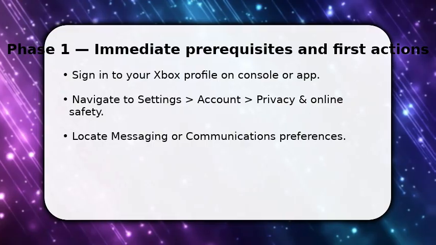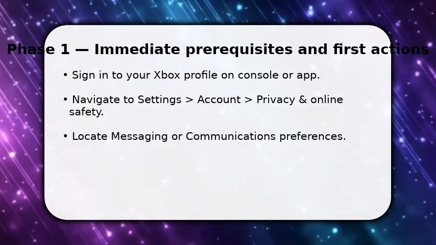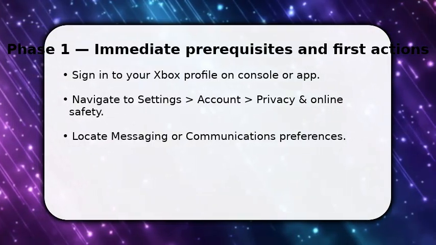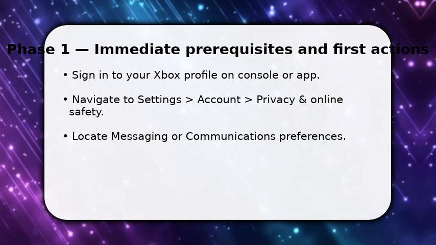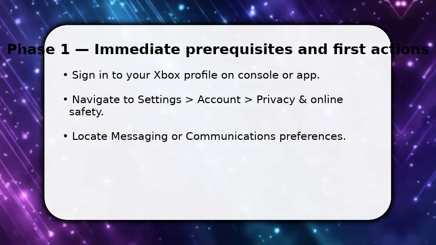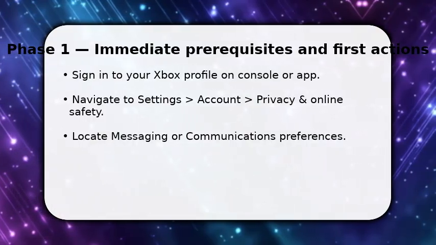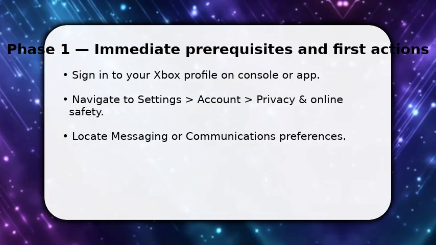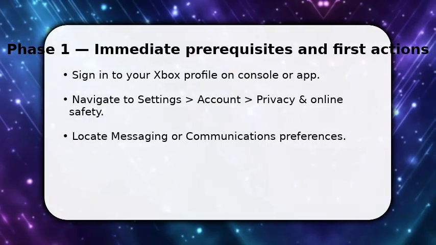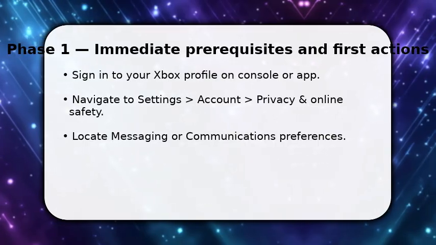You start by signing into the Xbox account you want to change. Once signed in, go directly to Settings, then choose Account and Privacy and Online Safety. This is where Message Controls live. Make sure to open the Messaging or Communications section. This separates chat from notifications. You want to act now so changes apply.